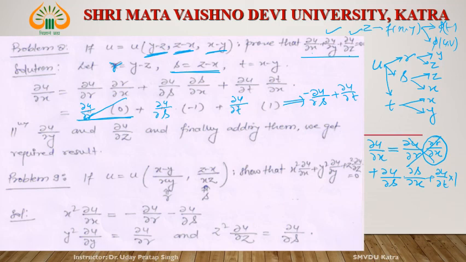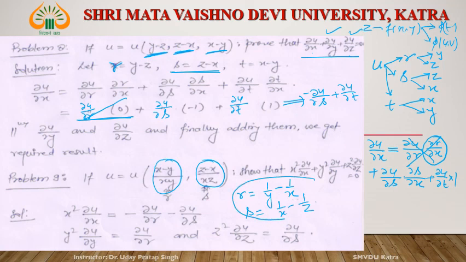Similarly, consider another example. What is u? U is a function of x minus y divided by xy, and z minus x divided by xz. Now x minus y by xy, this is r. What is r? R is equal to 1 upon y minus 1 upon x. And what is s? S is equal to 1 upon x minus 1 upon z. This is r and s, right?